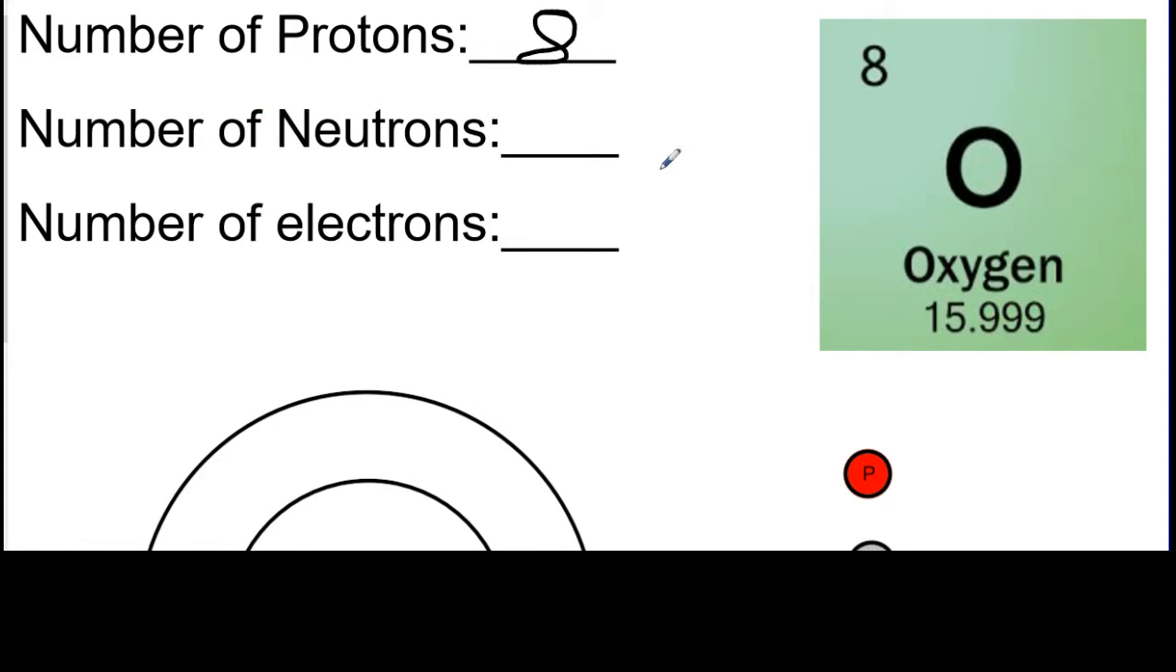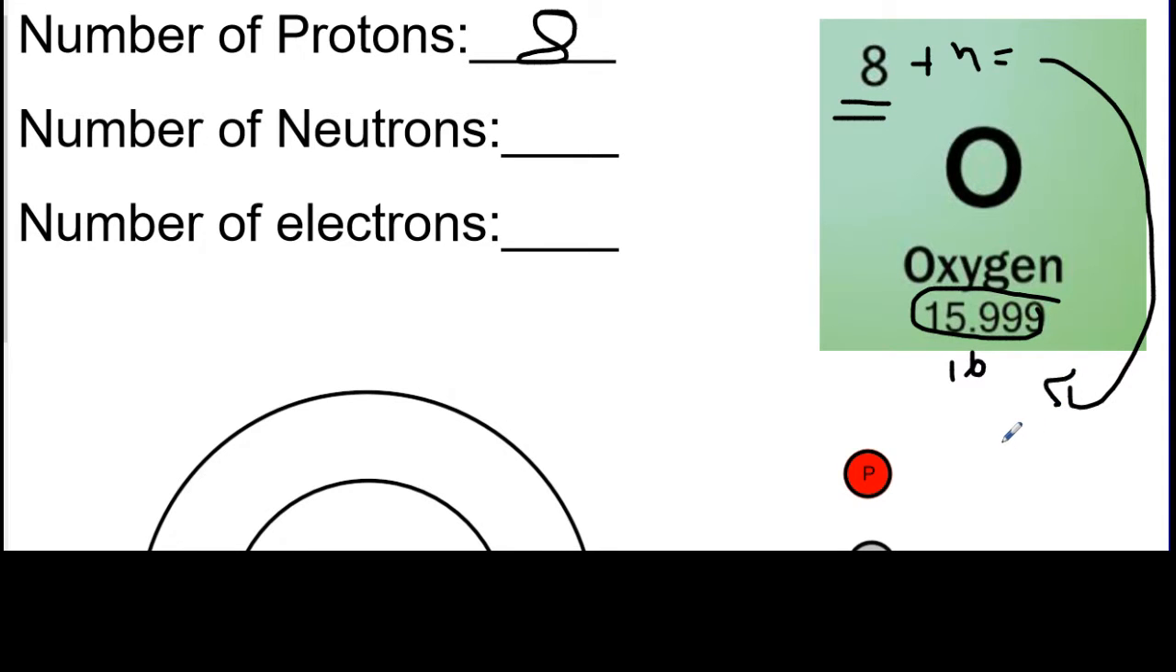What's my number of neutrons? Well, I have to look at my atomic mass, which is 16, and look at my protons. Remember that the protons plus the neutrons will equal my atomic mass. So 8 plus what will give me 16? It again will be 8.